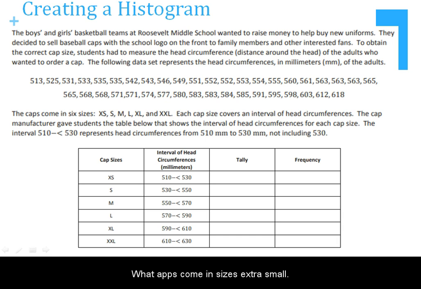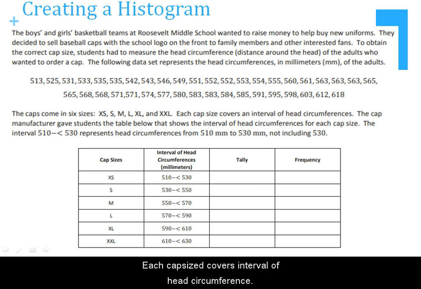The caps come in sizes extra small, small, medium, large, extra large, and extra extra large. Each cap size covers an interval of head circumferences. The cap manufacturer gave the students a table that shows the interval of head circumferences for each cap size. The interval 510 through less than 530 represents head circumferences from 510 millimeters to 530 millimeters, not including 530 millimeters, indicated by the inequality less than. Let's take a look at the other cap sizes.